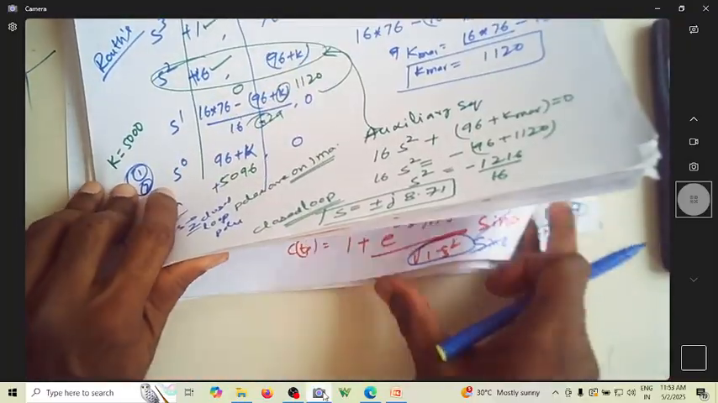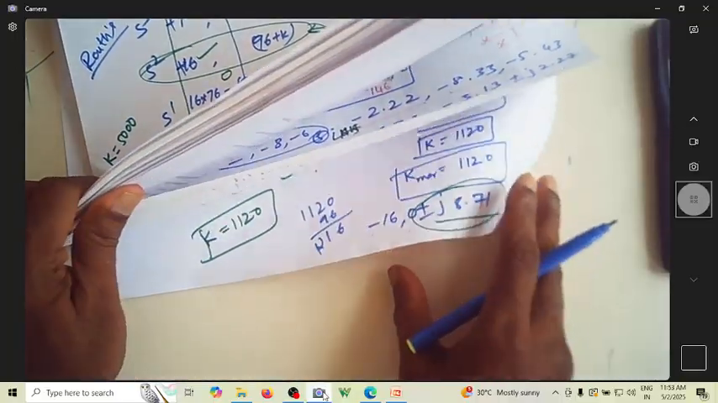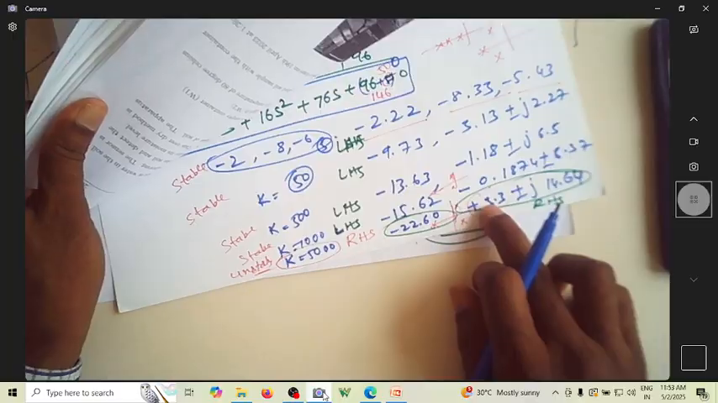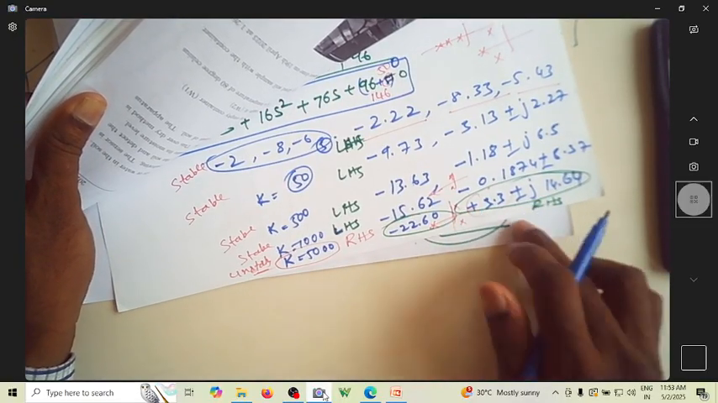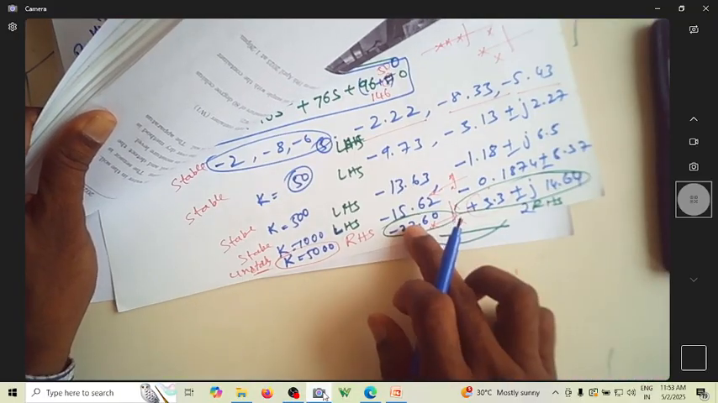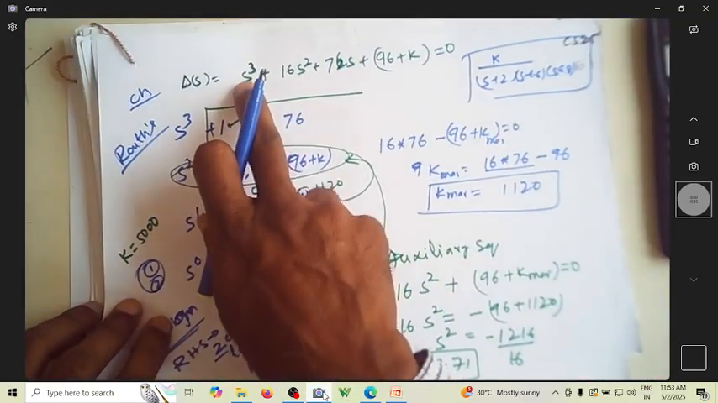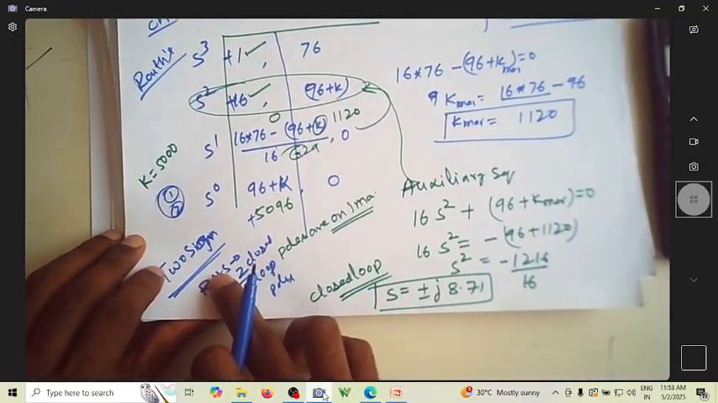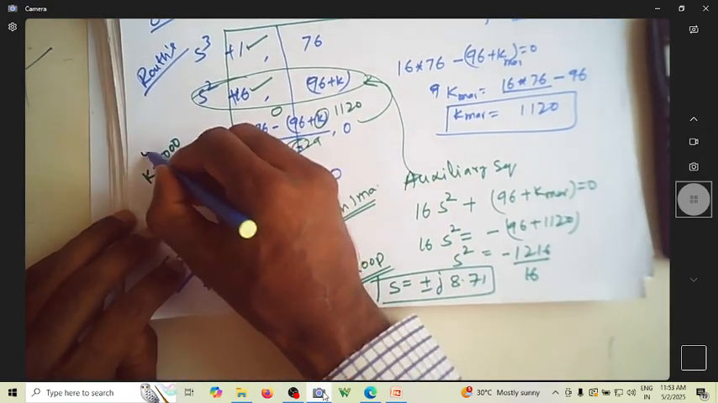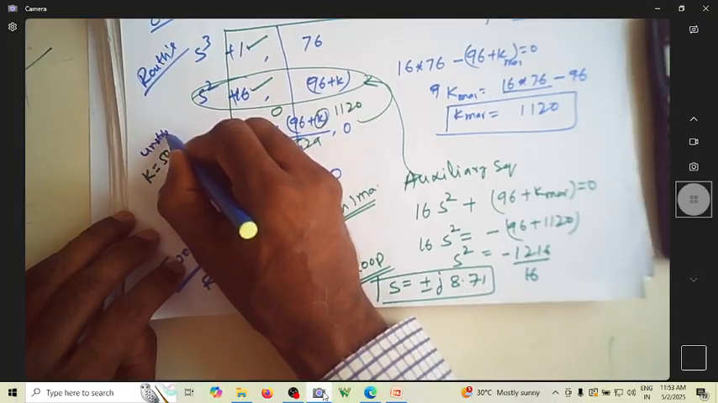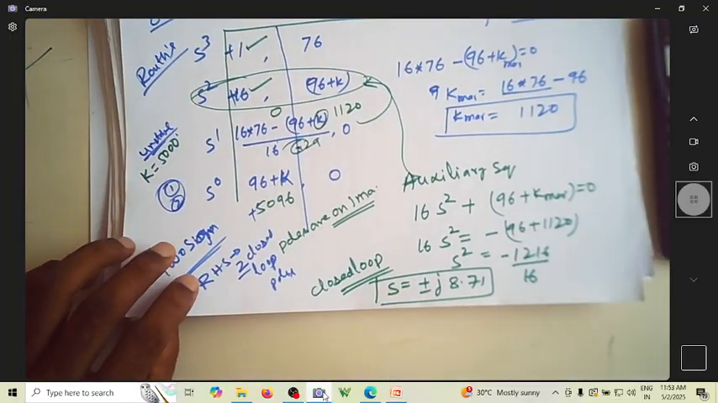So that's what is there here. You can see for k equal to 5000 there are poles on the right hand side of the s-plane, because there are two poles on the right hand side. So out of three poles, two are on the right hand side and one is on the left hand side. The system is unstable for this case.